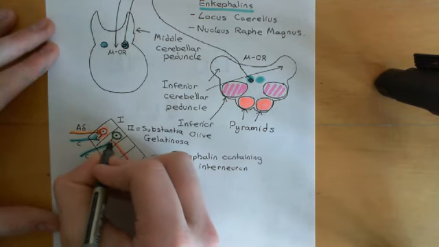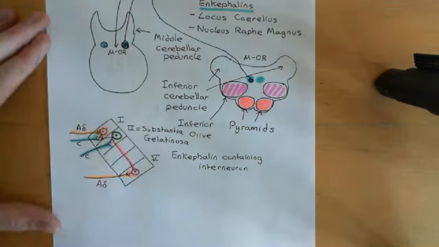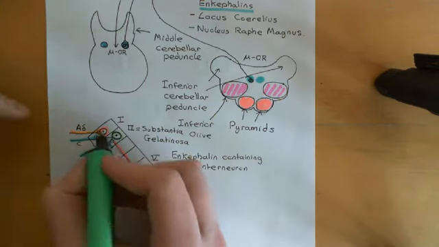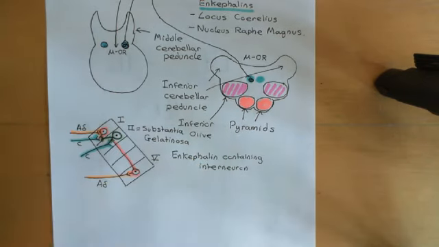So here it is going to have axon terminals synapsing onto synapses, and it's going to be releasing enkephalins into those synapses, and we'll have a look at what those enkephalins do in just a moment.